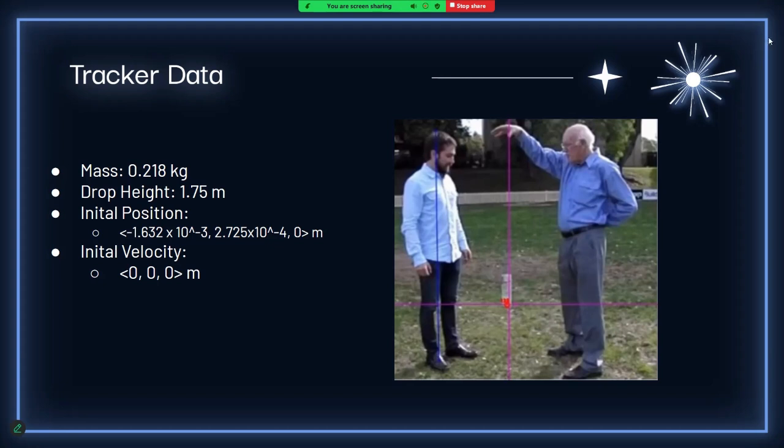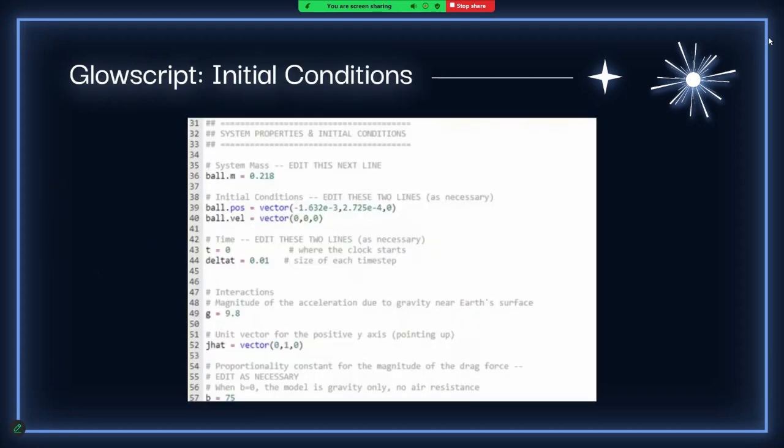We then take all of this data and import it into GlowScript to get the ball's mass to be 0.218. We then have the ball's position vectors and the ball's velocity vectors, which are just the two imported before. The clock also starts at 0, and the force of gravity is 9.8, which is imported. The thing of importance is the drag force at the bottom, where we've used B equals 75. This was just trial and error, and that's how I found that one. So next for the code are the loops.